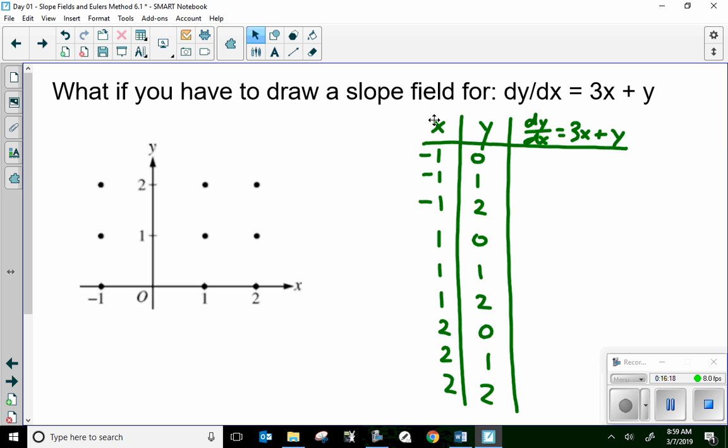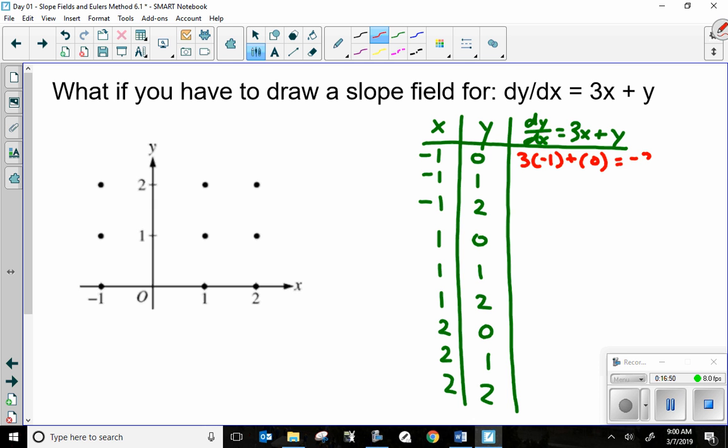Now, given these x's and y's, I'm going to find the derivative for each one of those points. When x is -1, this is mental math that you should be able to just rip right through, but I'm going to show you the first couple actually plugging them in. I have 3 times my x value, which is -1, plus my y value, which is 0. That should give me -3.